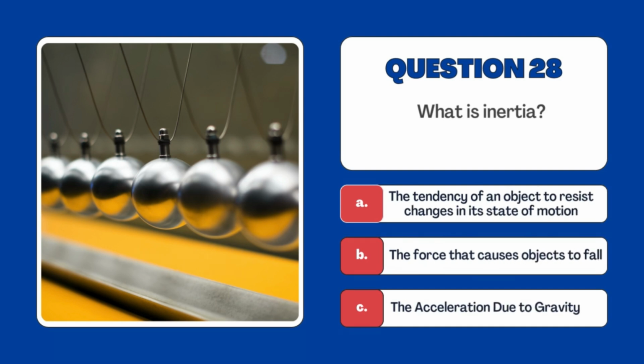What is inertia? A. The tendency of an object to resist changes in its state of motion. B. The force that causes objects to fall. C. The acceleration due to gravity.